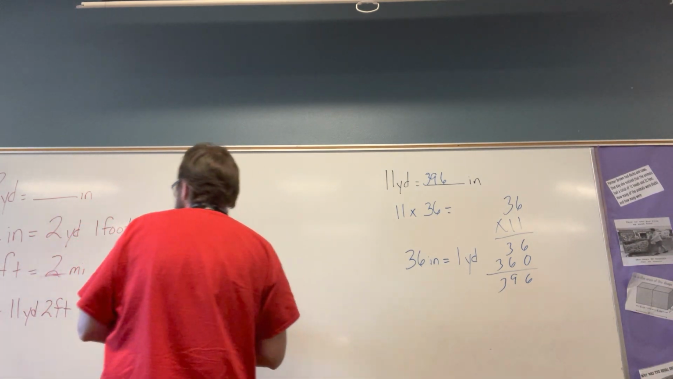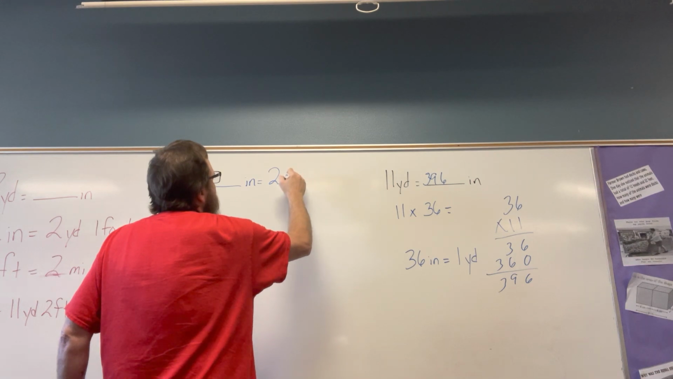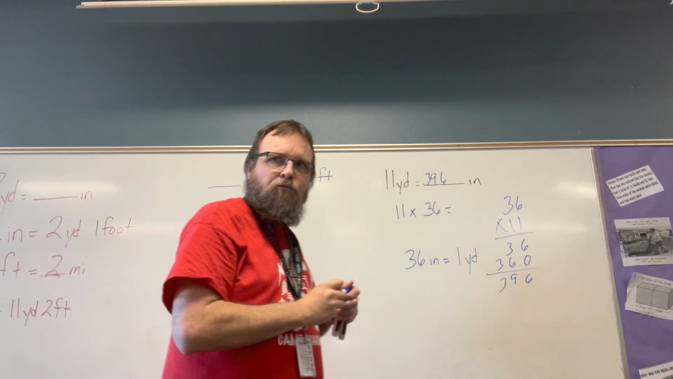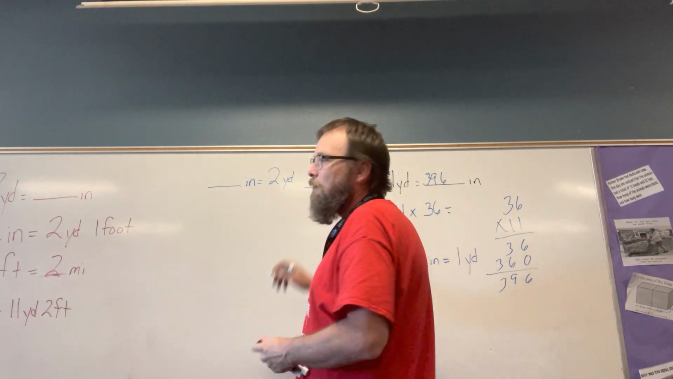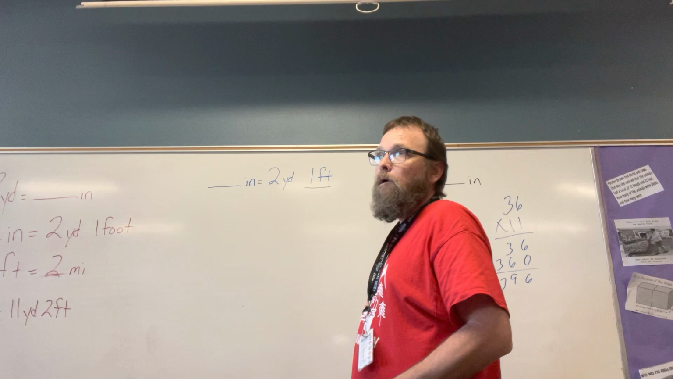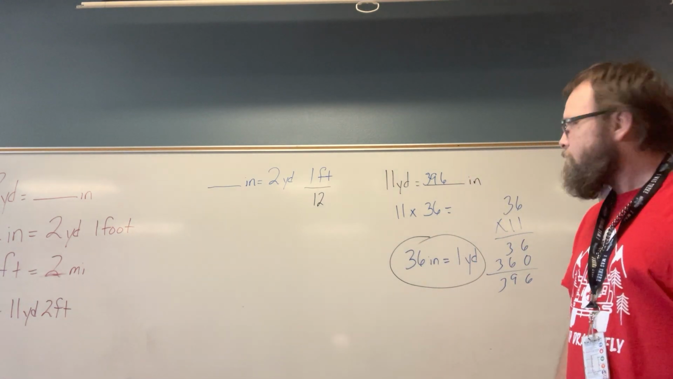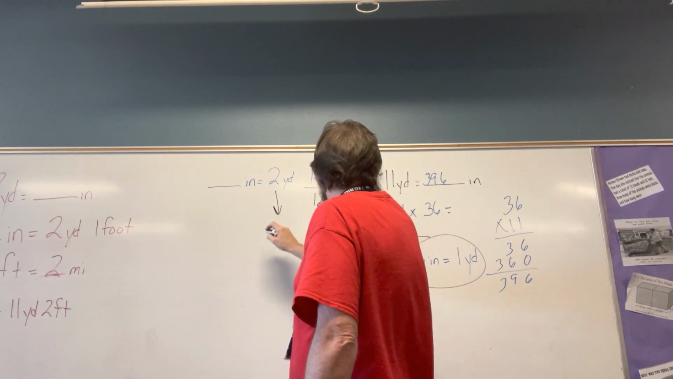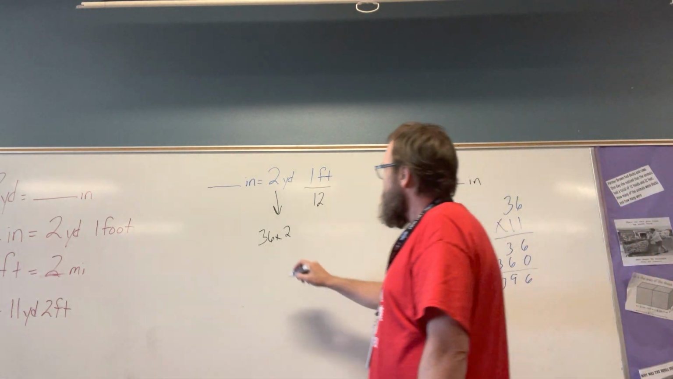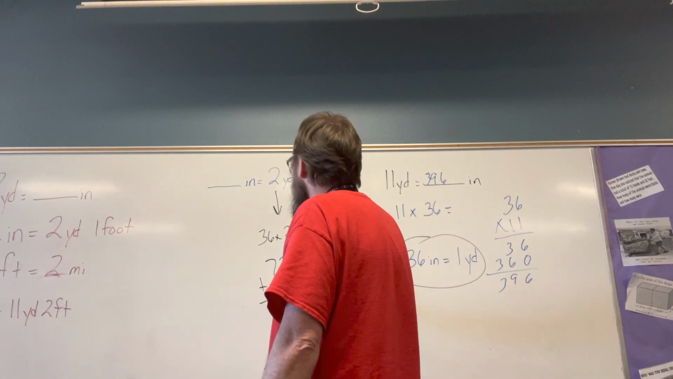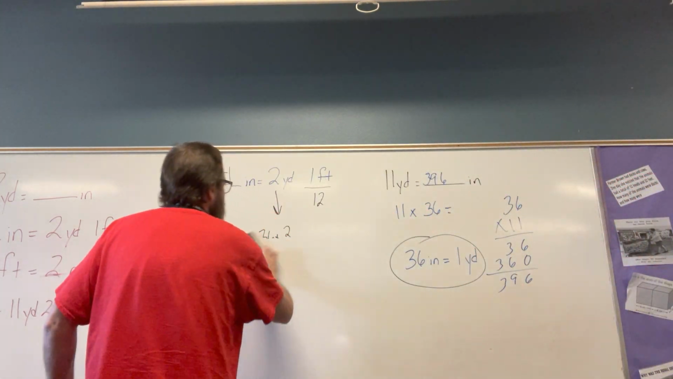Let's look at blank inches equals 2 yards, 1 foot. We need to change to inches. So the first thing I'm going to do is change 1 foot. How many inches is that? 12 inches. We just learned that 36 inches is 1 yard. So I can change 2 yards by multiplying 36 times 2, which gives me 72 inches. And if I add that 12 in here, I get 84 inches is 2 yards and 1 foot.